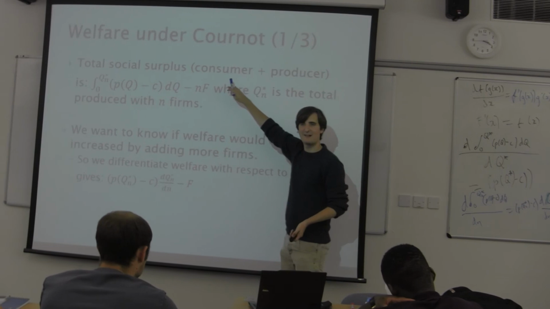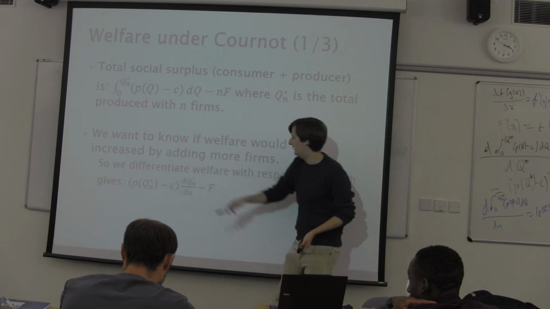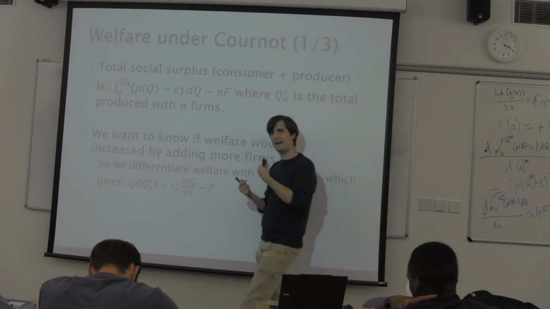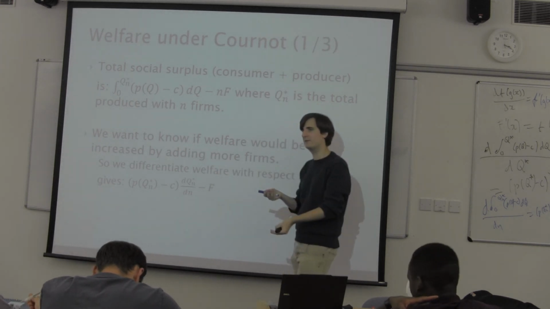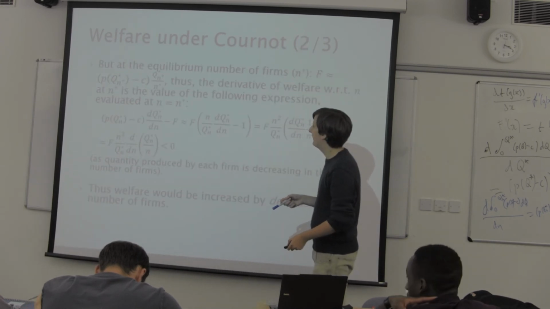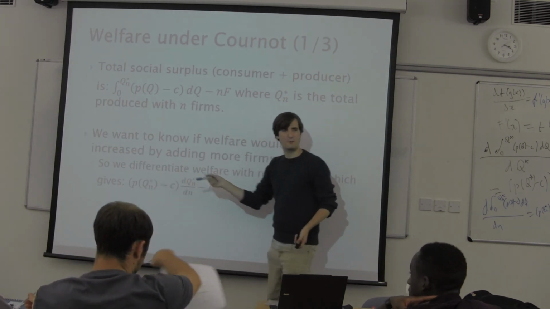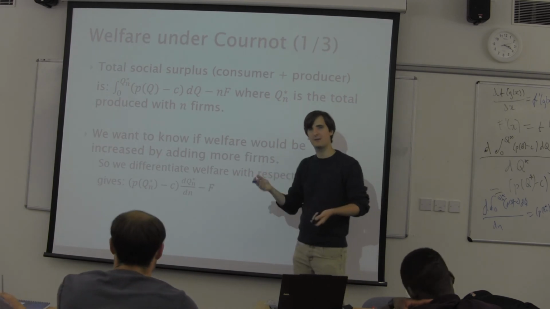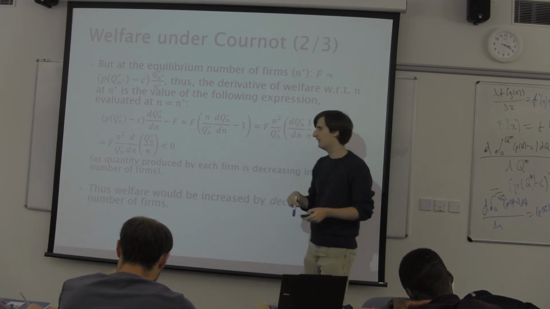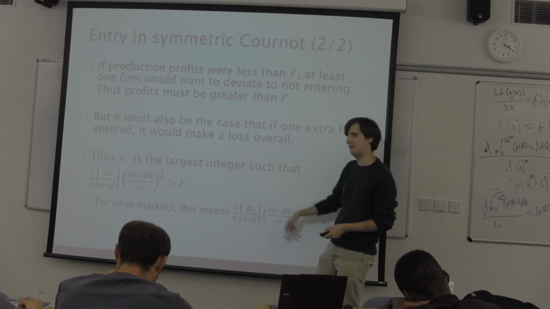So the derivative of welfare with respect to the number of firms is this expression here. That's what we've got to. So we want to know if adding another firm increases welfare or decreases welfare, so we want to know if this is positive or negative. The first thing we're going to do is evaluate this at the number of firms that enter under free entry. If you leave a market to itself, this number of firms, n star, will enter, where n star was the solution to the messy equation we had before.